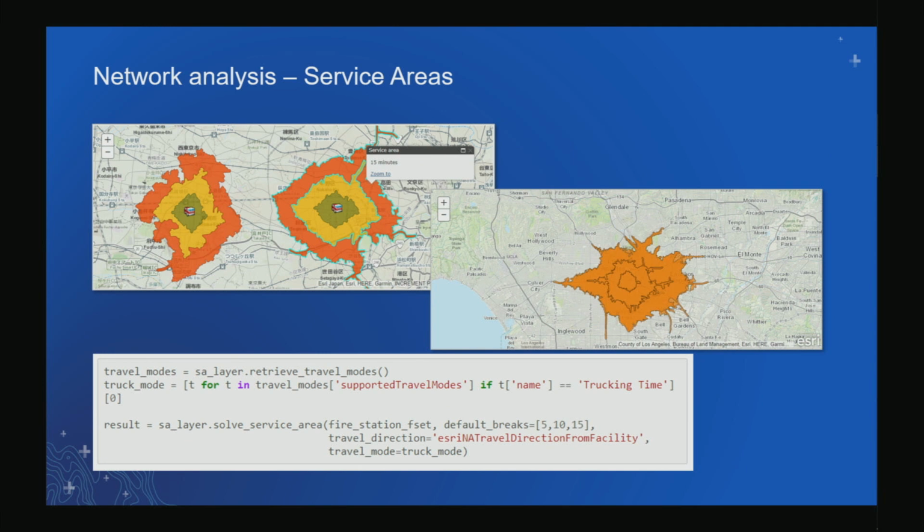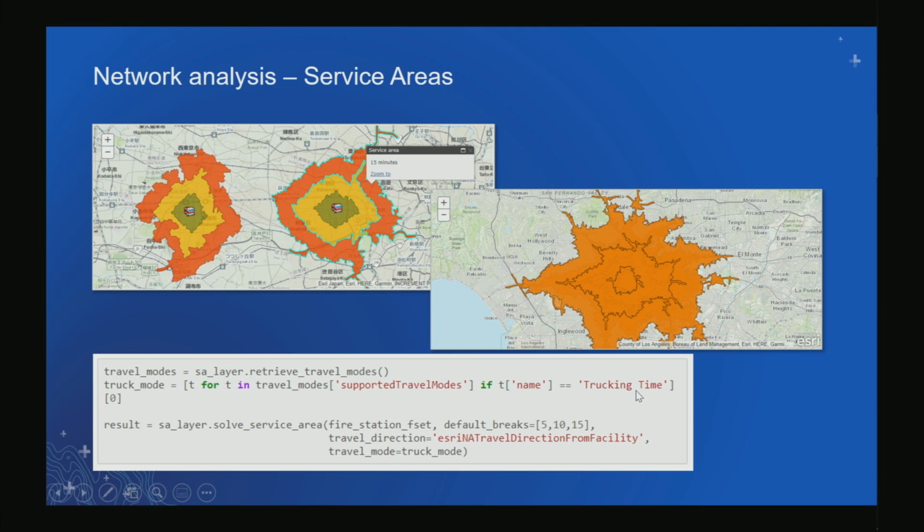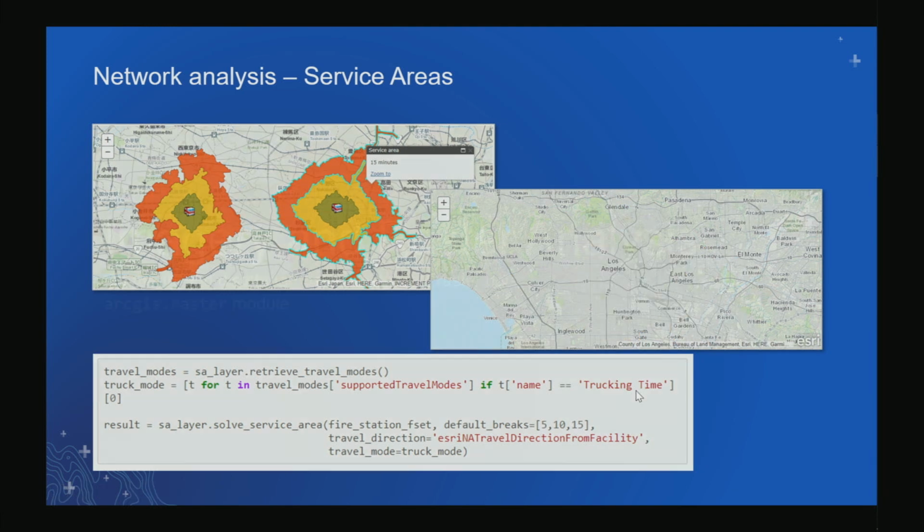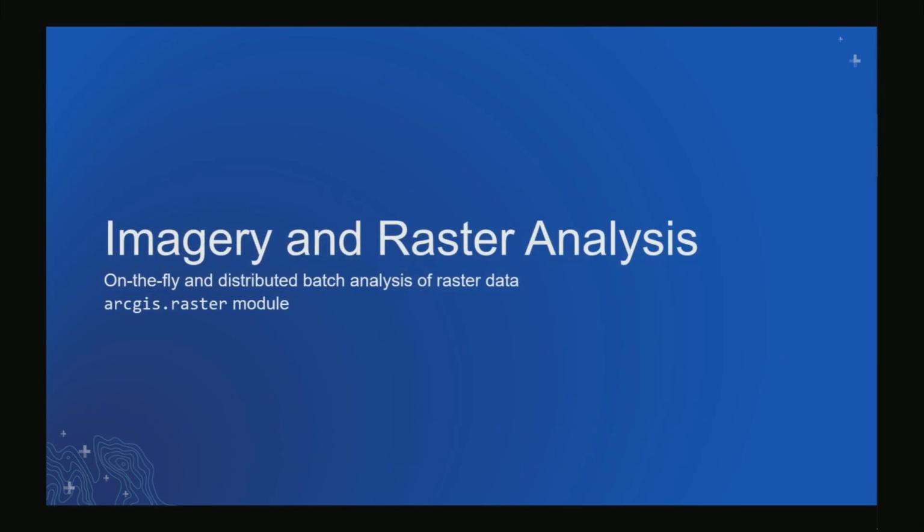So here it's showing some service area analysis, plotting the different 5, 10, and 15-minute travel times from this facility if the mode of travel is trucks. And we've got these modes of travel. You can do it for walking, you can do it for driving using cars and things like that. Now let's look at raster and imagery.